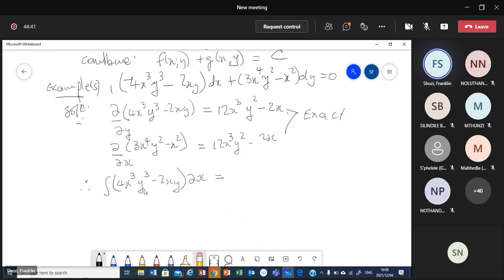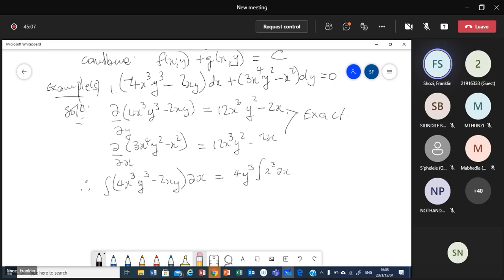Y is a constant, so that one is a constant. That one is a constant. So this is good testing on my proof. It will depend on the question. In the test, if it says show that the DE is exact, then we have to go through that.